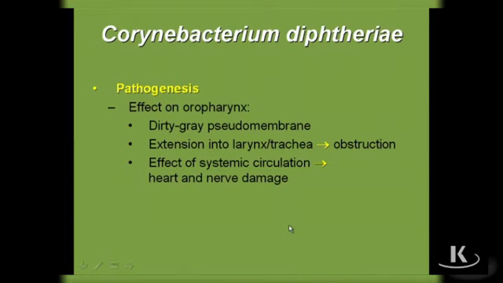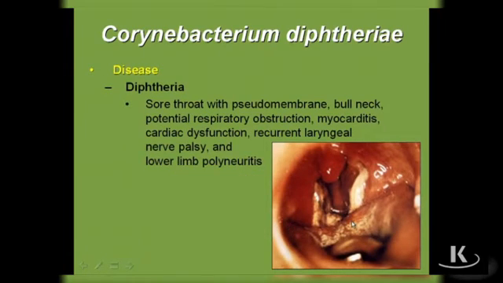All right, but now once the organism starts making that toxin, it gets into the circulation, then we have effects on the heart and potential nerve damage. So what I want to show you first is this kind of dirty gray pseudomembrane that you can see in the back here. Again, if we were to go in and scrape that pseudomembrane, it would probably bleed very easily.